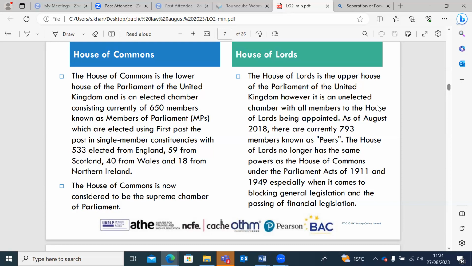We have the House of Lords, and the House of Lords is the upper house of the Parliament of the United Kingdom. However, it is an unelected chamber, with all members of the House of Lords being appointed. As of August 2018, there are currently 793 members, known as peers. The House of Lords no longer has the same power as the House of Commons under the Parliament Acts 1911 and 1949, especially when it comes to blocking general legislation and passing of financial legislation.